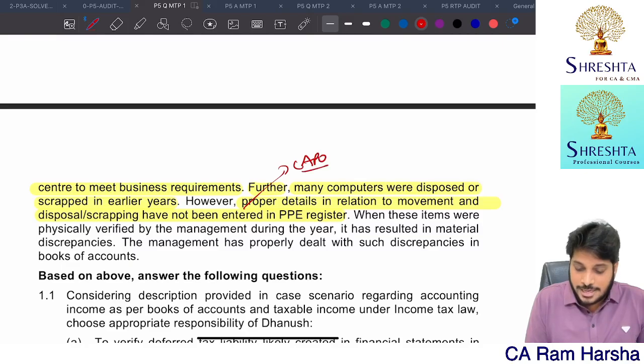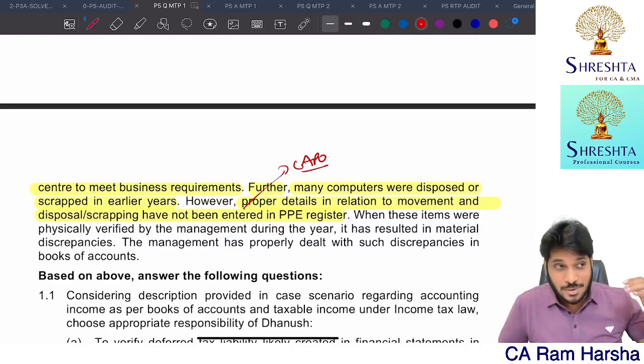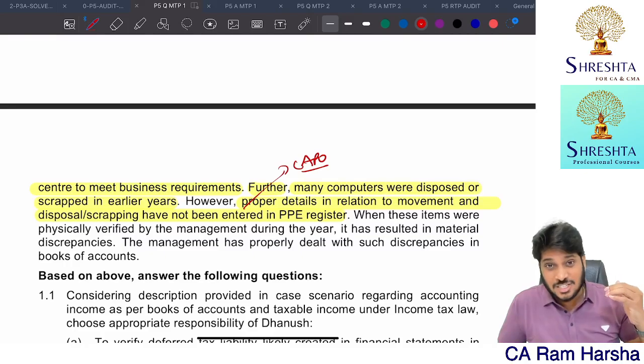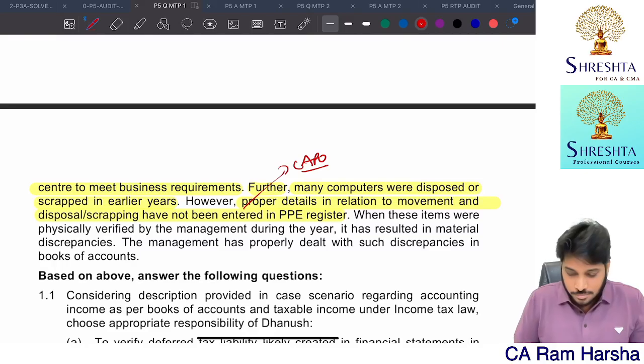In CARO, we have to check whether the company is maintaining a proper fixed asset register containing description, all that, and location also. Location has to be updated in the fixed asset register. If not, we have to modify our opinion in the CARO.